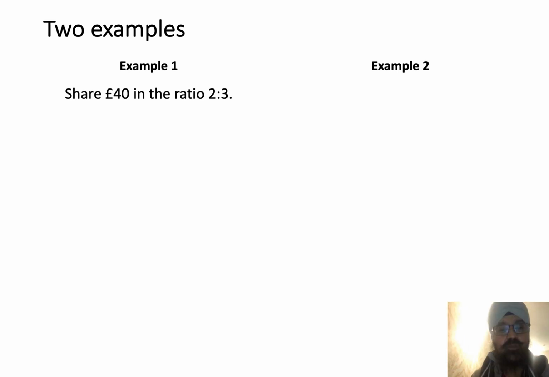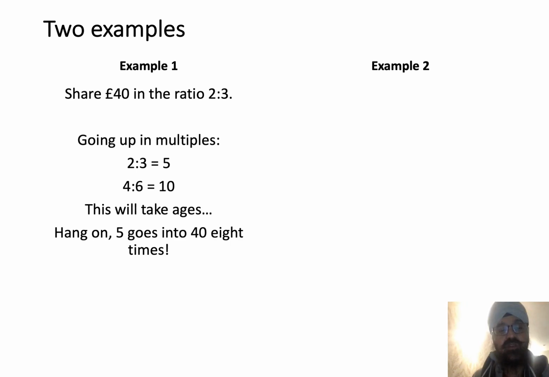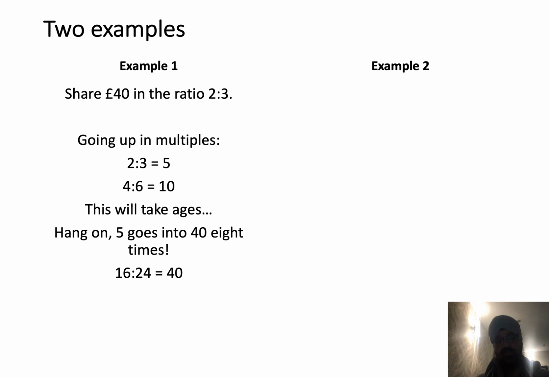You will add 2 plus 3, which is 5. So you add both parts, and you have to find one part. This is the way you can do it: 40 divided by 5, or you can do the method on there. 5 goes into 40 8 times. So that's your one part. Then you multiply 8 with 2, which gives you 16, and 8 with 3, which gives you 24.